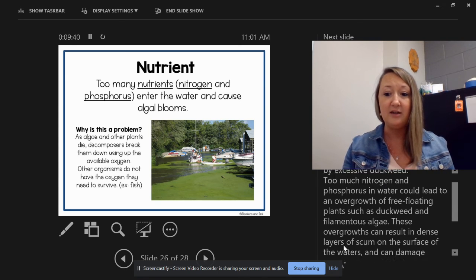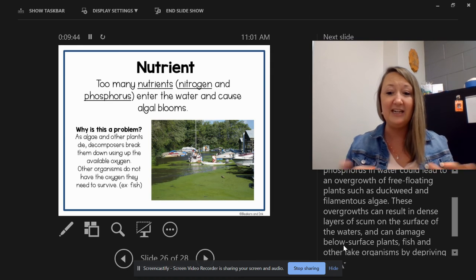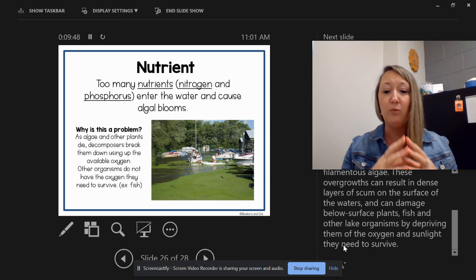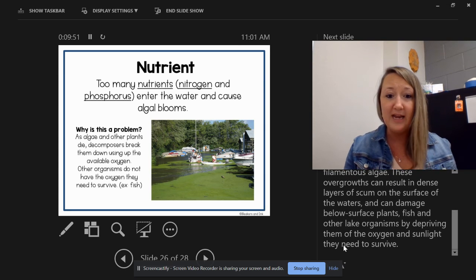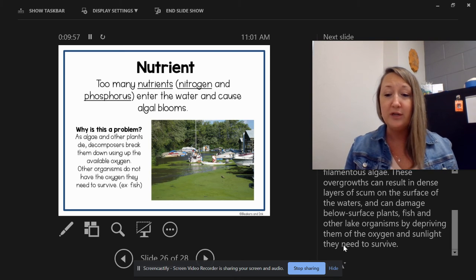And so this duckweed and algae overgrowths can have dense layers of scum. They can damage the below surface plants. They can really take all of that oxygen away, that's dissolved oxygen that fish need and crabs need and crawfish and all of the other organisms that live in the water. And so this can be a huge issue when we're taking care of our farmlands.